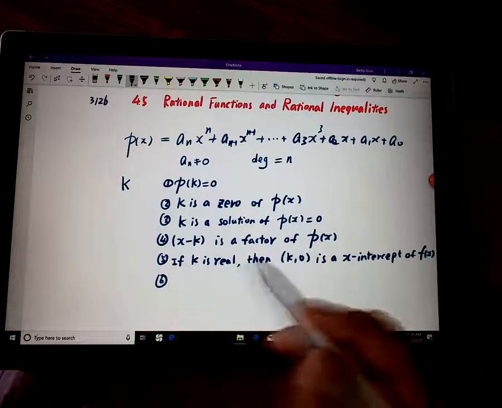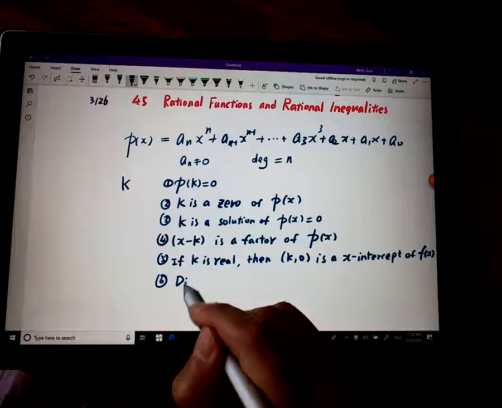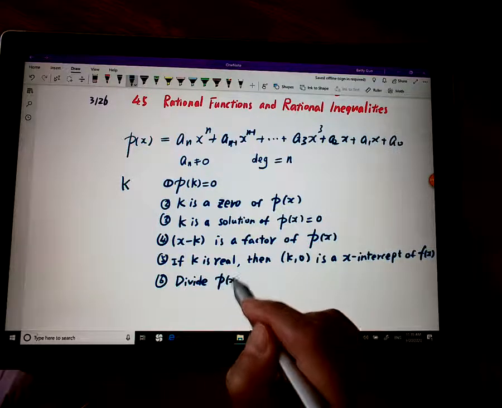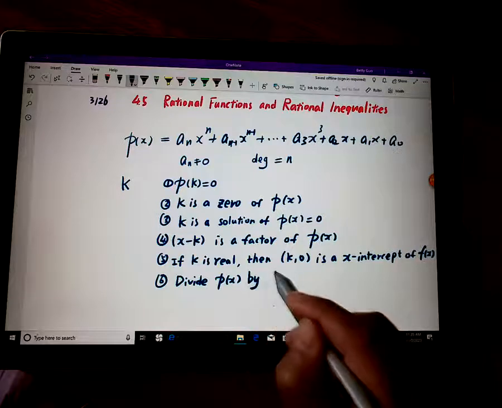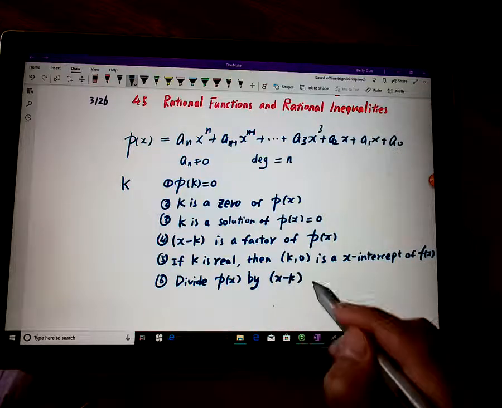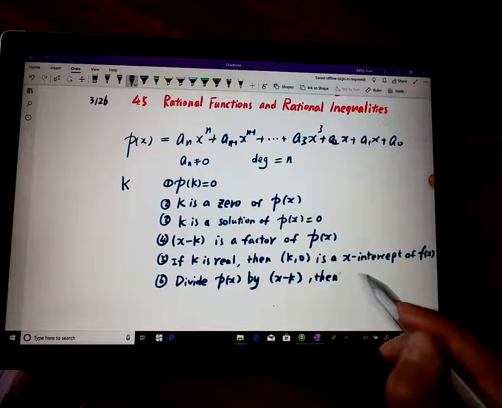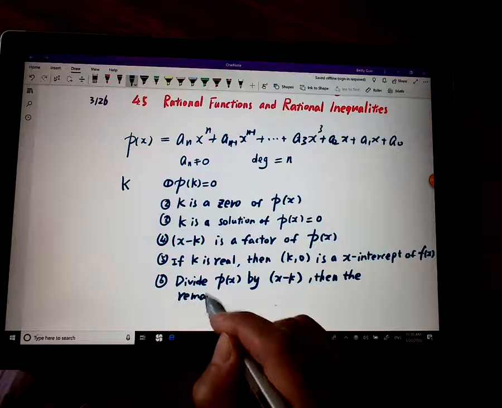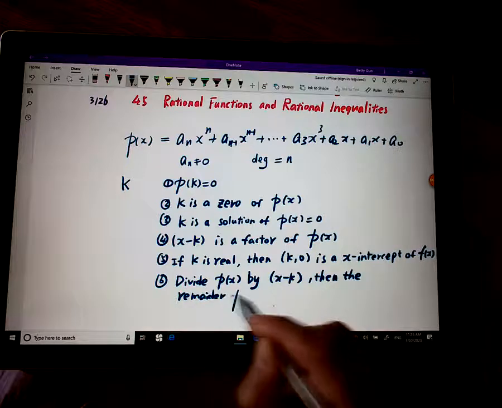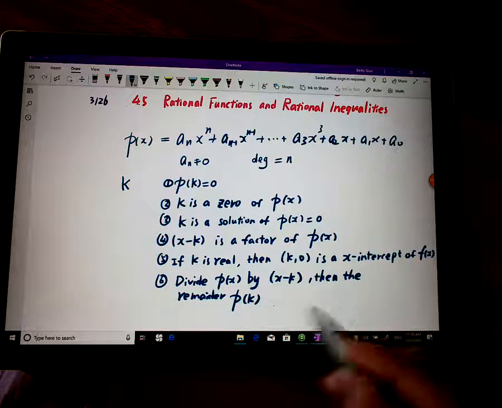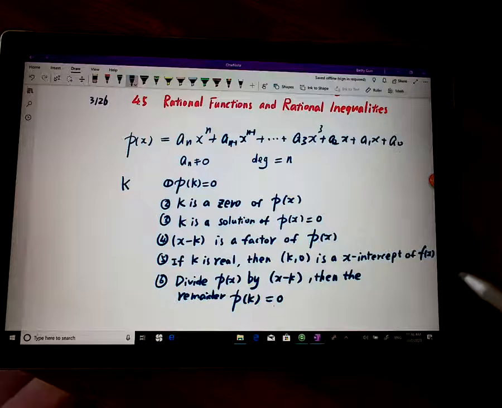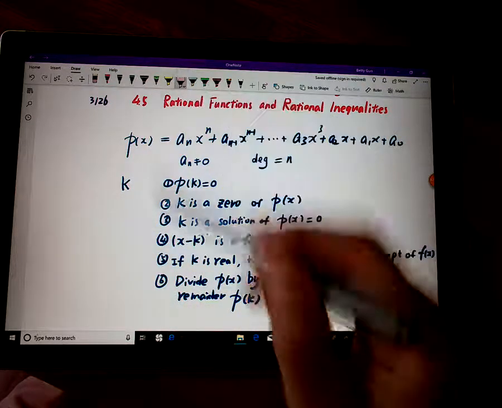One more, number 6. If we divide p of x by x minus k, then the remainder, which is p of k, we talked about this theorem before, must be 0. Okay, all those 6 statements are equivalent. They are all equivalent.